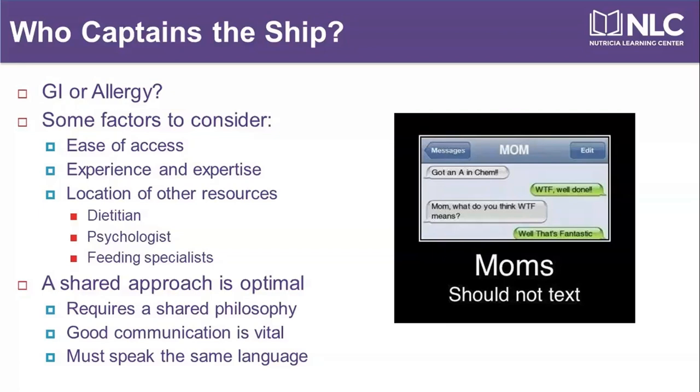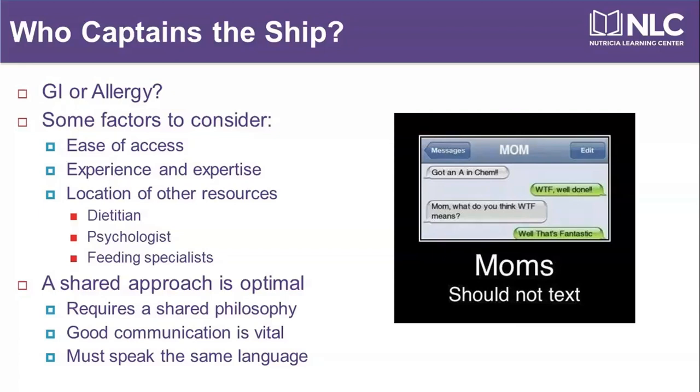And where are the other resources that they might be taking advantage of located? If the dietitian works in the GI office, it might make more sense for the GI to be making the decisions. If the dietitian works with the allergist, it may make more sense for the allergist to be doing it. What other services are there? Psychologists, feeding specialists, are they all part of the health system of one specialist versus another? That might drive who decides or who takes the lead in making the decisions.